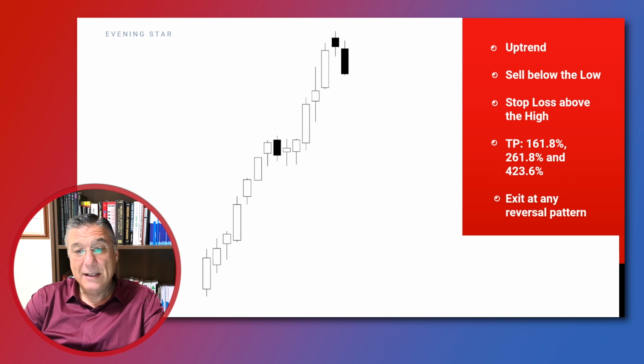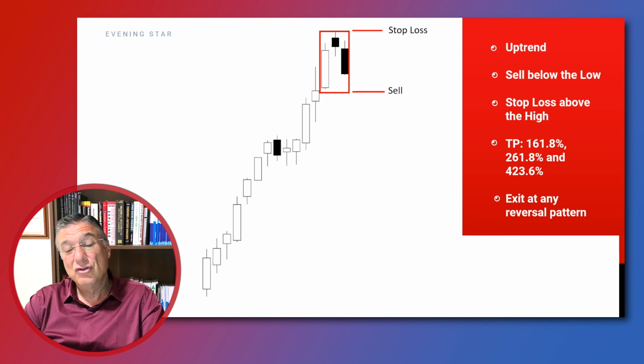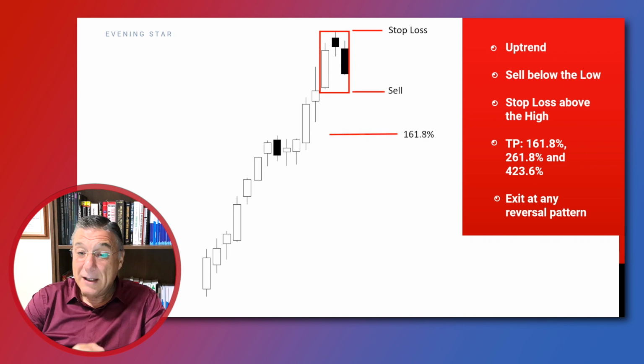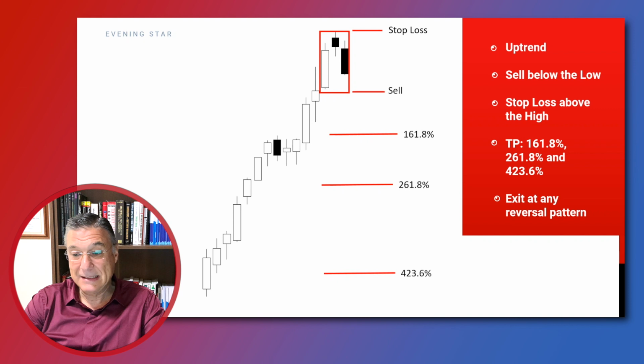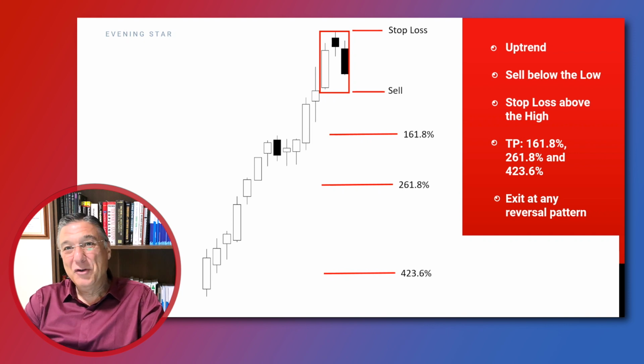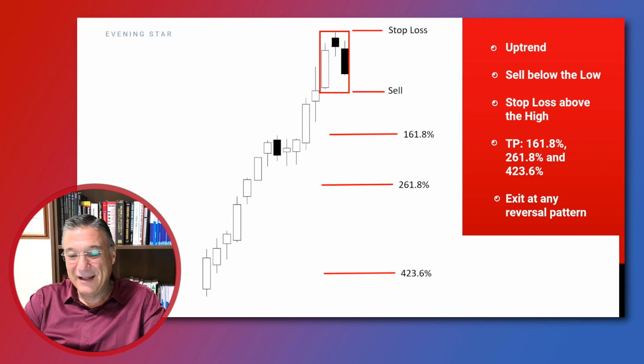Again, at the top of the rally, we identify the evening star. We sell below the pattern. We place a protective stop loss right above the pattern. And now we're going to use the Fibonacci extensions 161.8% to close part of our trade. Then the 261.8% to close another part of our trade. And then finally, we're going to close the remaining at 423.6%. But in any case, if we identify any reversal pattern in the opposite direction, then you know what to do. We close the entire trade.